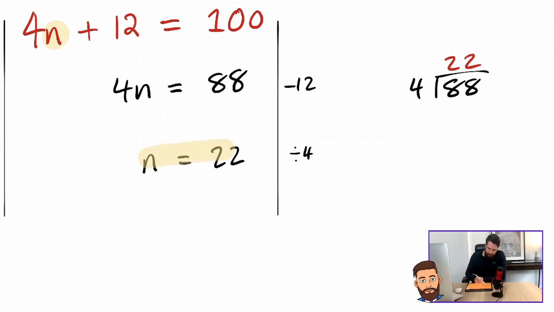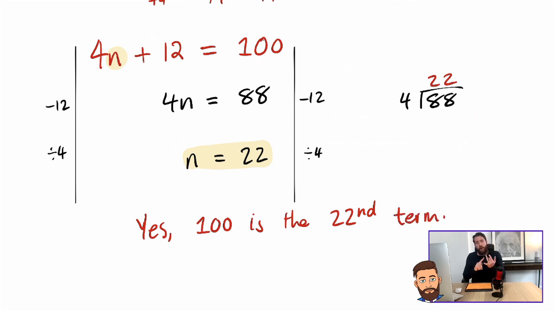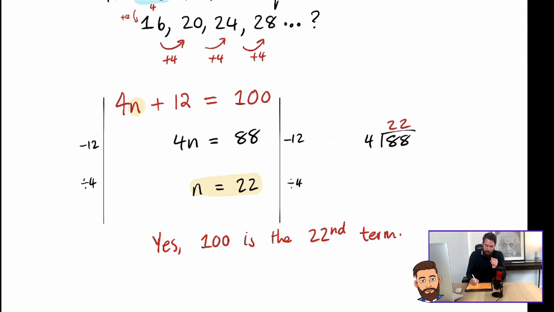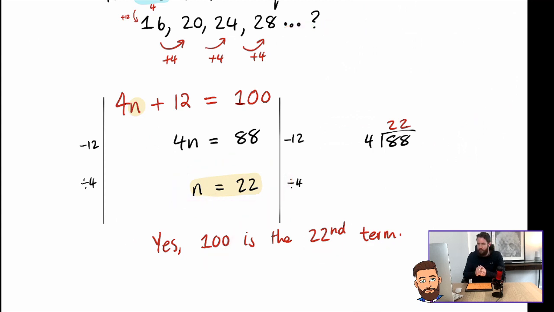Now, n is 22, so you ask yourself, is n a whole number? Yes. So does this mean 100 is in the sequence? It does. We can say yes, 100 is the, well, remember, n represents a term in the sequence. So if n is 22, that means this must be the 22nd term. So we know, 1, it's in the sequence, and 2, we actually know which term it is. If you wrote out the sequence all the way up to the 22nd term, you would find that that number is in fact 100. And it saves you having to add on 4 manually to work that out. N is 22, therefore yes it is, and it is in fact the 22nd term in the sequence.